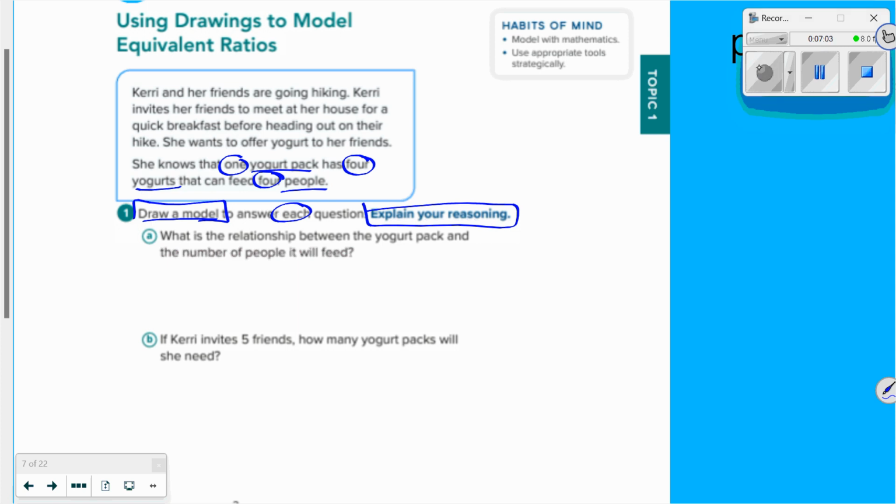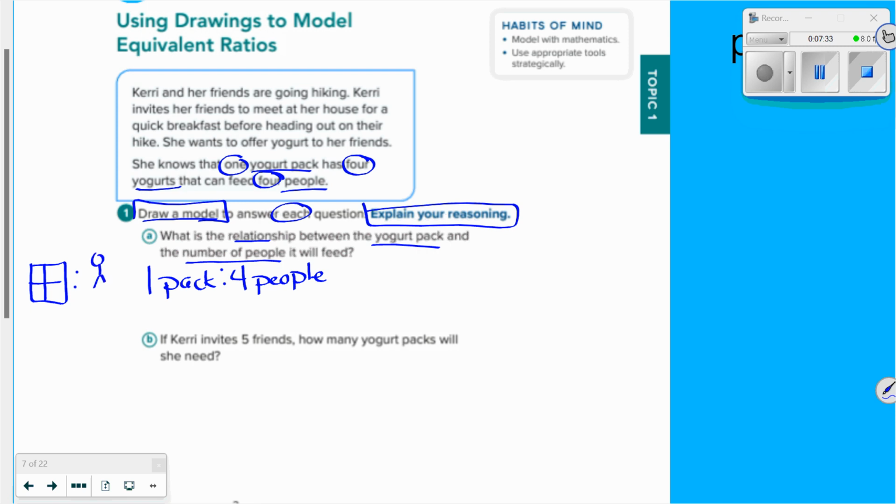First one. What is the relationship between a yogurt pack and the number of people it will feed? Okay, so that would be 1 pack, 4 people. Our model would look something like this. I've got a pack of 4 and 4 people.